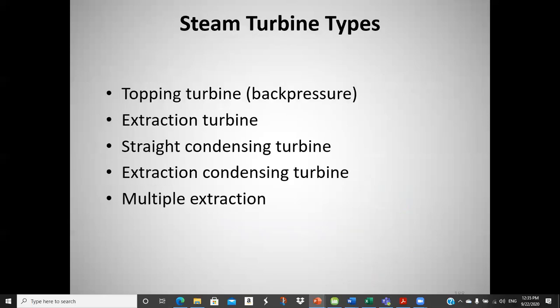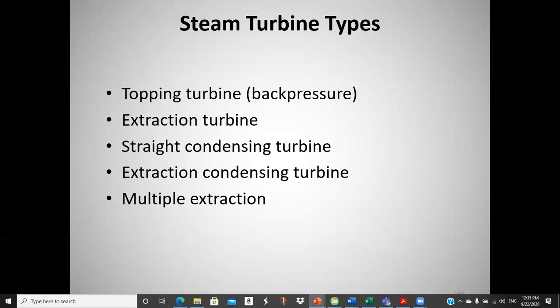Okay, so there's different types. There's a topping turbine, which we think are also called a backpressure turbine. And that's what we typically use in cogen, because topping means that we get the electricity on the high pressure side of the cycle. And so we go in, maybe we're at 600-800 pounds coming out of the boiler. We drop it to 400 pounds in that turbine, drive our generator, and we've got 400 pounds to take out to the plant.